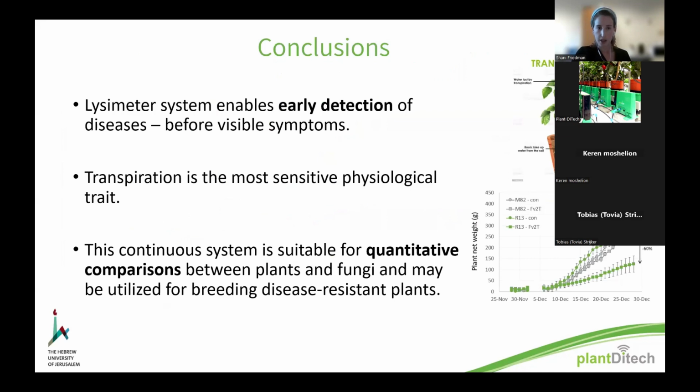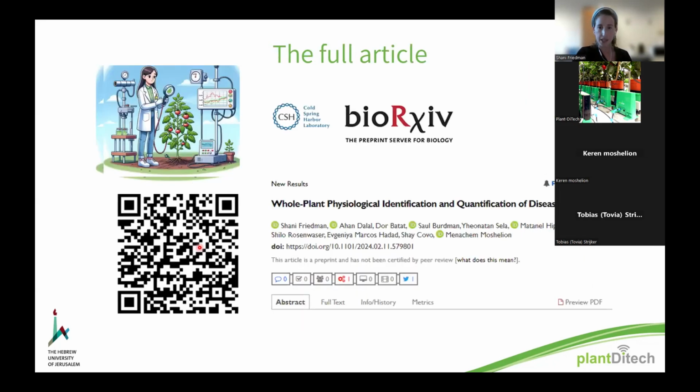To conclude, the lysimeter system enables early detection of diseases even before visual symptoms appear. Transpiration is the most sensitive physiological trait we can monitor, and this continuous system is ideal for quantitative comparisons between plants and fungi and may be utilized for breeding disease resistance in plants. These days, our work is in peer review, and we would like to hear your questions and feedback.